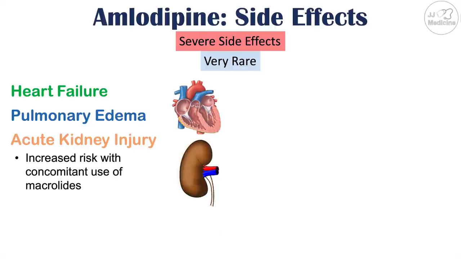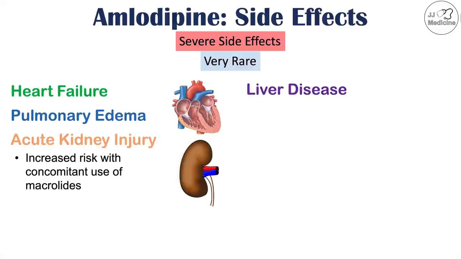It's important to note that the risk of an acute kidney injury increases with the concomitant use of macrolide antibiotics, again, like azithromycin and clarithromycin. So if using those in combination with amlodipine, these can not only increase the risk of hypotension, as we mentioned earlier, but they can also increase the risk for an acute kidney injury.